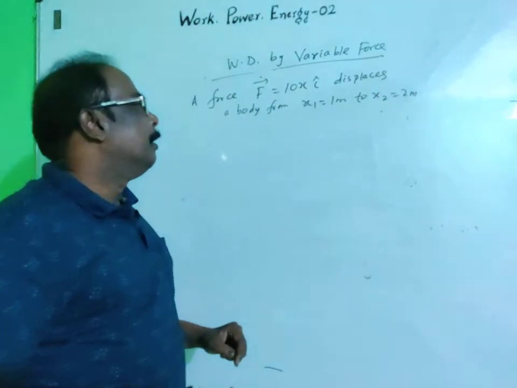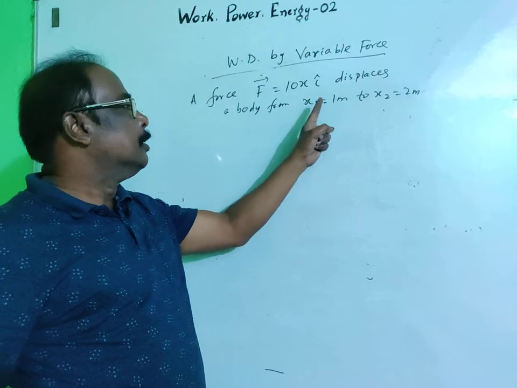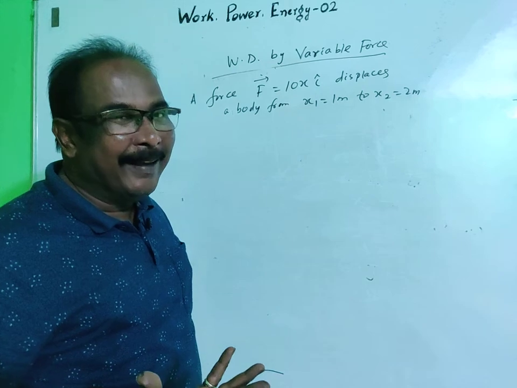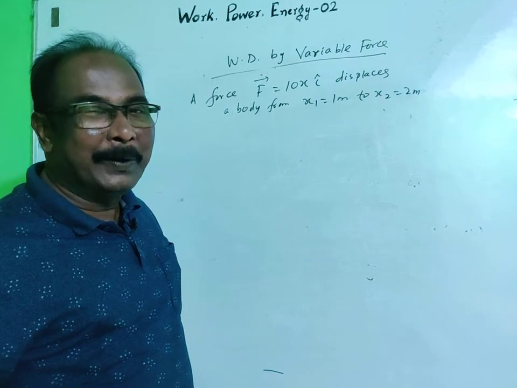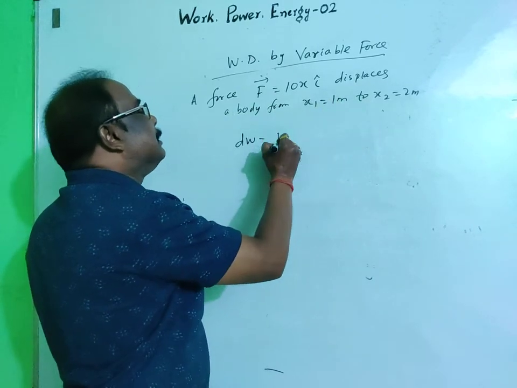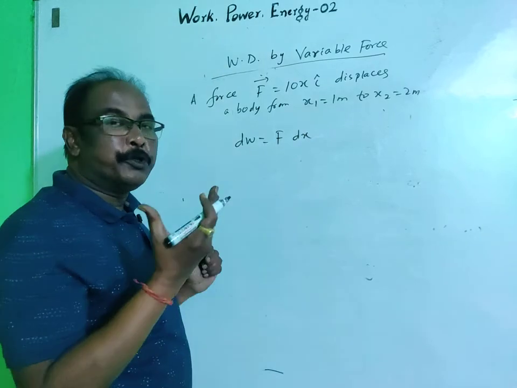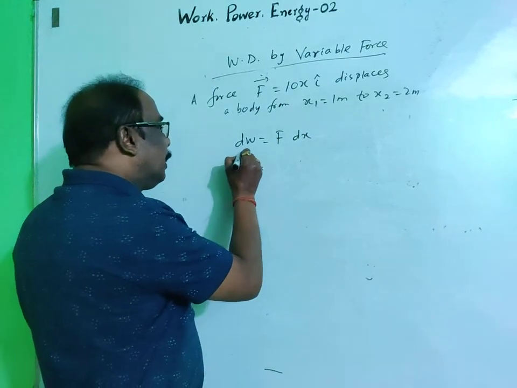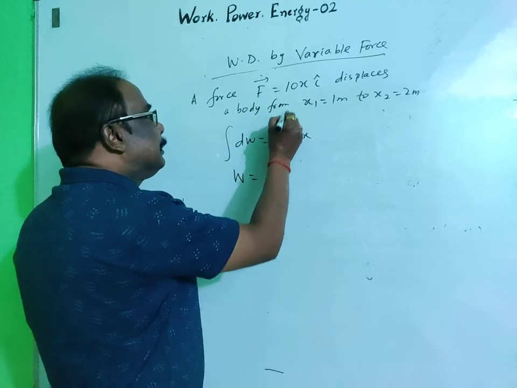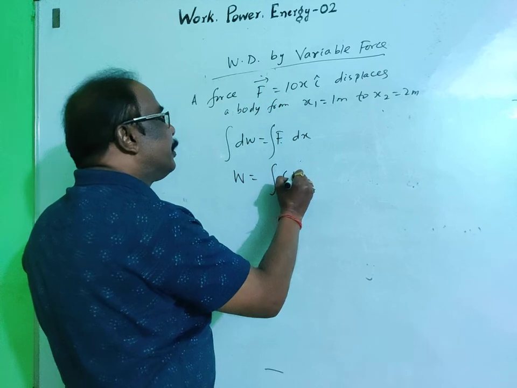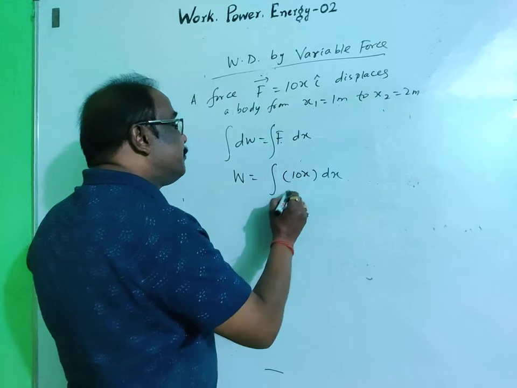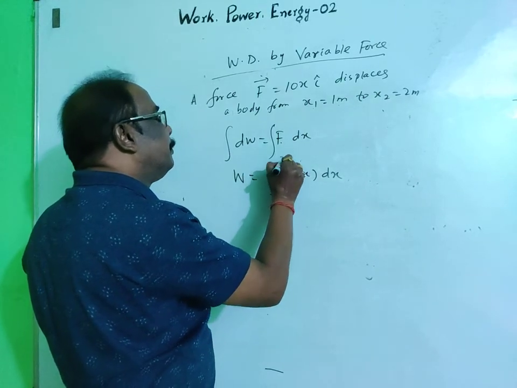Very simple question. Means force is applied along x-axis and displacement is also along x-axis. So angle is 0 degree. Angle between force and displacement is 0 degree. Then what is dw in this case? Motion is along x-axis. dw is equal to f dx cos 0 degree means f dx. To get total work, integrate both sides. Total work is w, integration of f, magnitude of force is 10x into dx, and displacement varies from 1 meter to 2 meter.